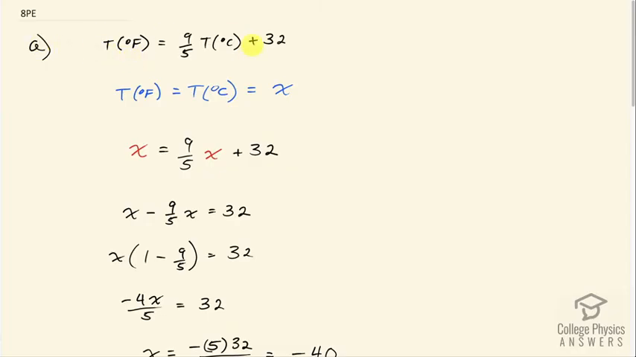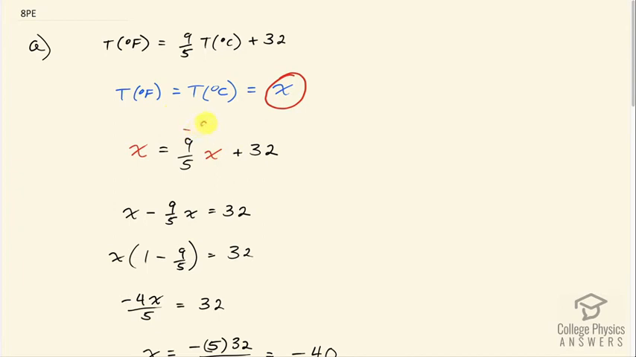In part A of this question, we're going to figure out at what numerical number the temperature in degrees Celsius is the same as the temperature in degrees Fahrenheit. So here's our conversion between Fahrenheit and Celsius. And we're going to say that the Fahrenheit temperature and the Celsius temperature read the exact same number, which we'll call x. So replace both those temperatures with the letter x. And now we'll solve for x.